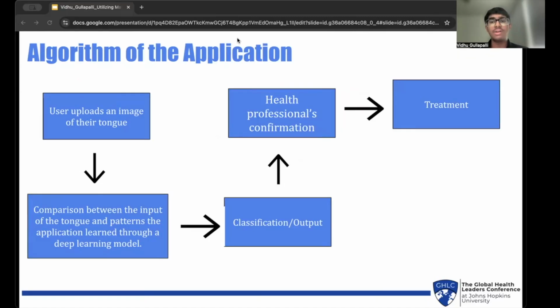Next, let me explain how the application would work in the overall process of diagnosing diseases. So first, an image of a tongue is given by the user. Then the application compares the presented surface of the tongue with patterns it learned from the data it was trained on. The application then classifies the presented sample into the category it shares the most patterns with, which is essentially the output. Then confirmation with a health professional is needed. Finally, the user will be treated accordingly.